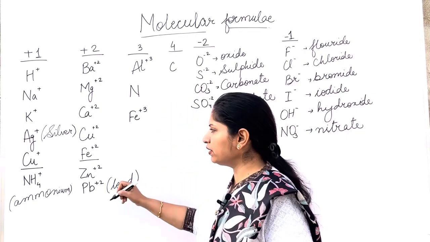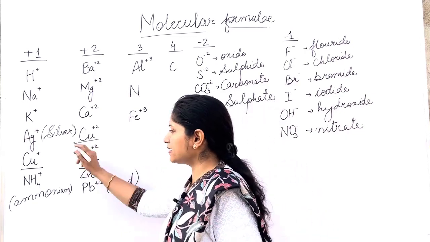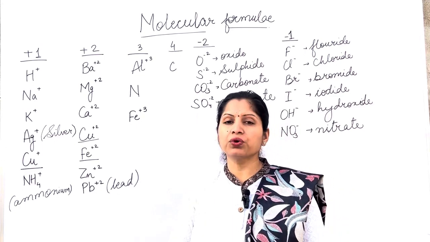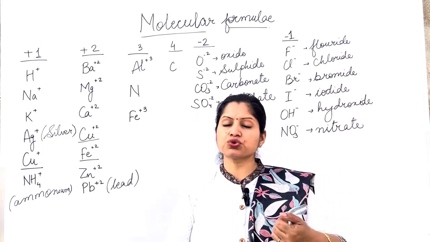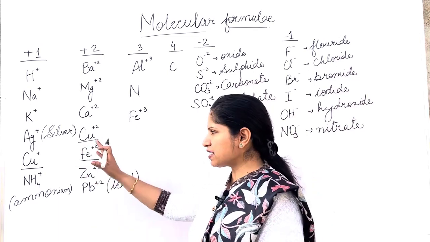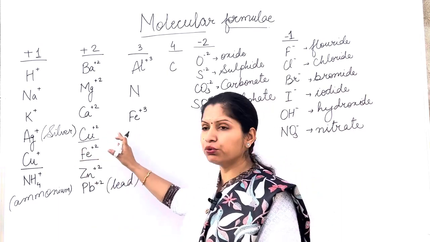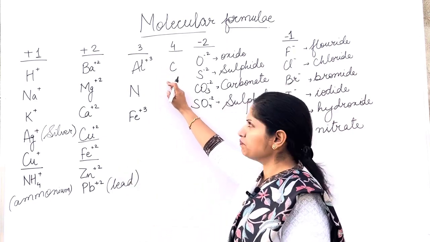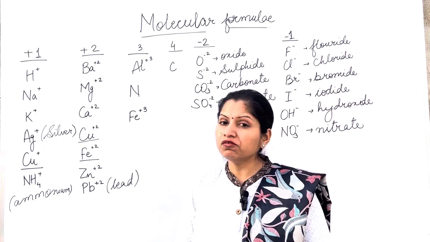Now you might be wondering that I have written copper on both sides, +1 as well as +2. Because copper shows variable valency. Sometimes it shows a valency of 1, sometimes a valency of 2. So it has variable valency, so I have written it in both the parts. Then comes the valency 3. Aluminium shows a valency of +3.